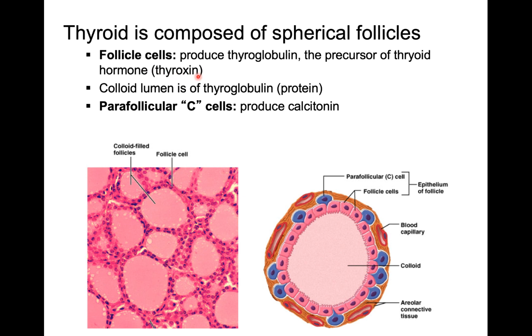Another word for thyroid hormone is thyroxine. I will be using these two interchangeably because that's how you'll see it in a lot of textbooks as well as a lot of online sources. So thyroid hormone and thyroxine are the same thing, and their precursor is thyroglobulin. The follicle cells make thyroid hormone, and outside of them you have these cells called parafollicular C cells. I think these are easy to remember because parafollicular C cells make calcitonin. And calcitonin, again, is responsible for calcium and phosphorus metabolism.